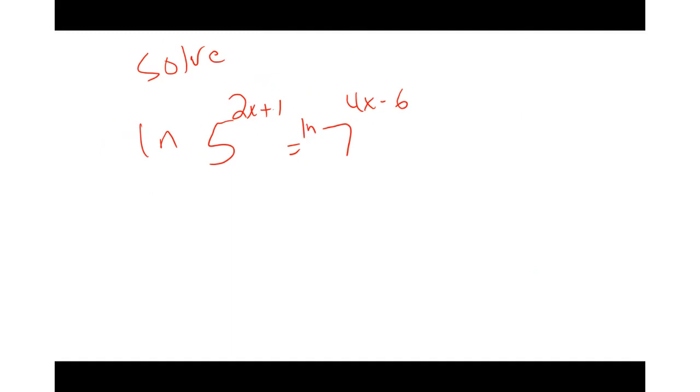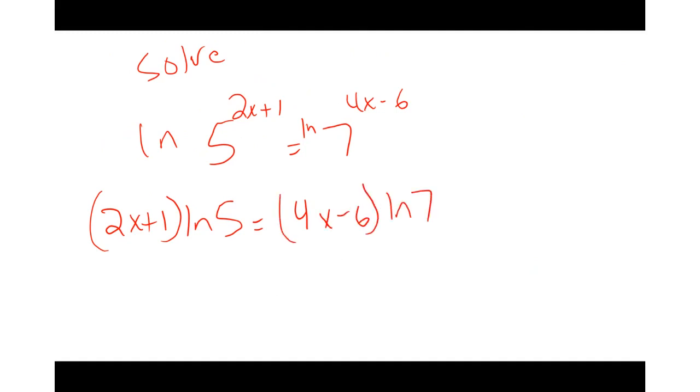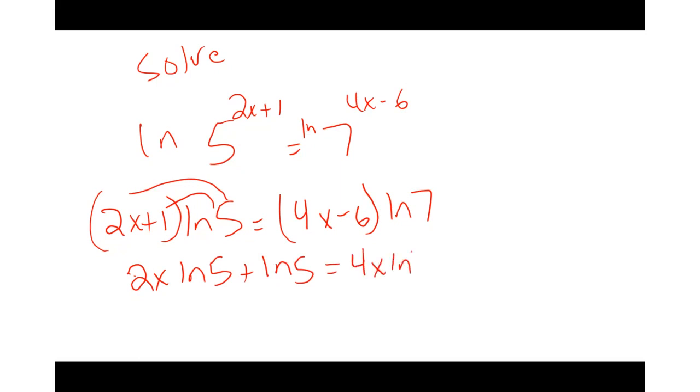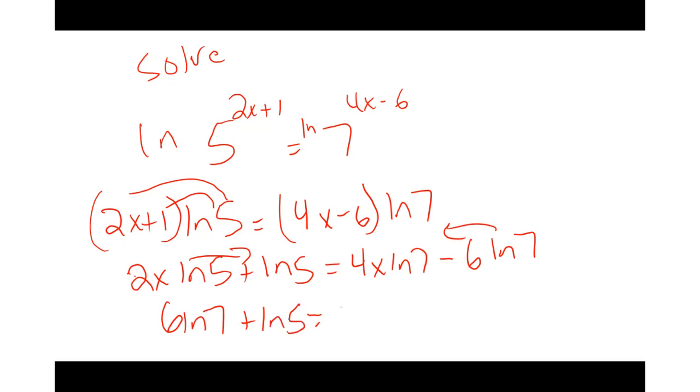All right. We're going to take the natural log of both sides. We're going to get (2x plus 1) ln 5 equals (4x minus 6) ln 7. All right. 2x ln 5 plus ln 5 equals 4x ln 7 minus 6 ln 7. We straight? Now, I'm going to get the x's on the same side. So I'm going to get 6 ln 7 plus ln 5 equals 4x ln 7 minus 2x ln 5.